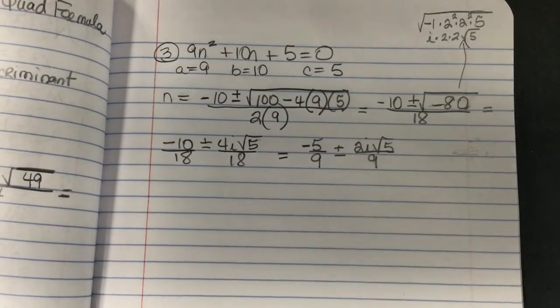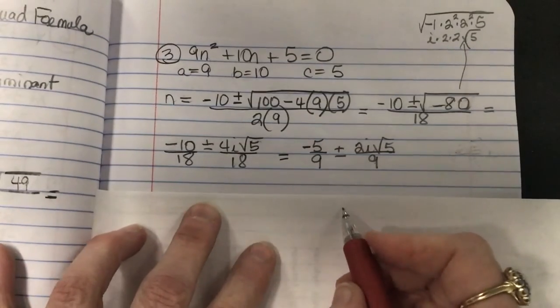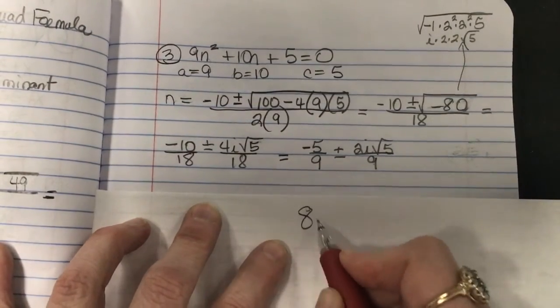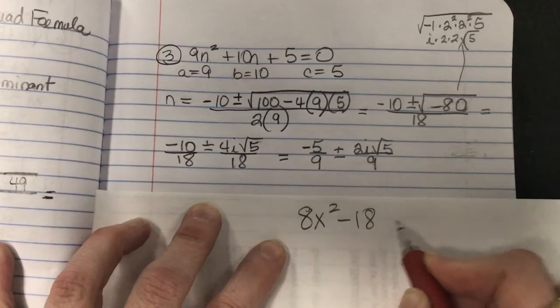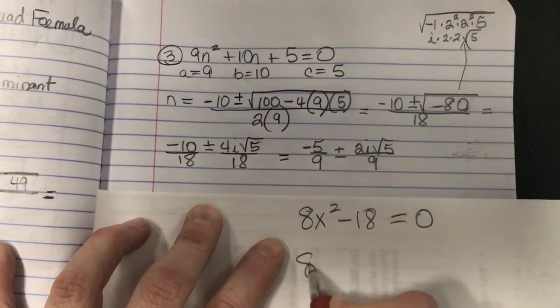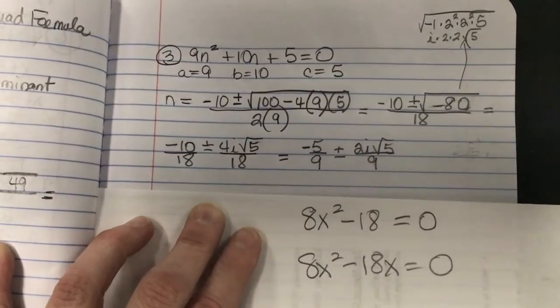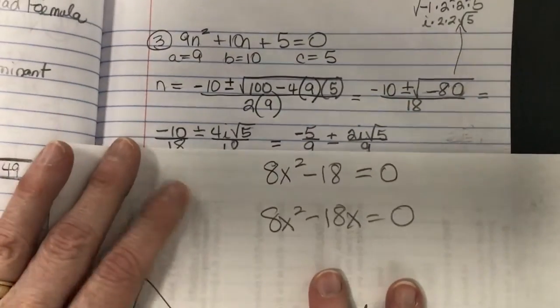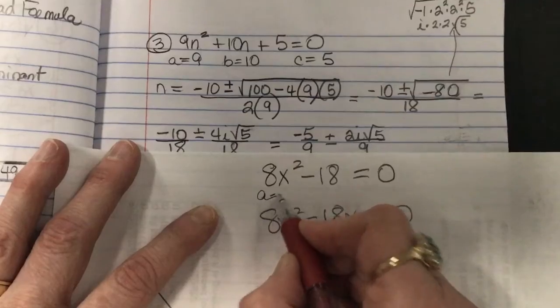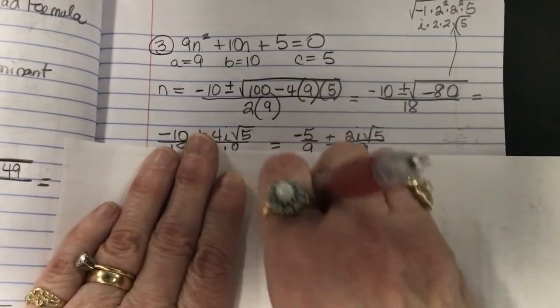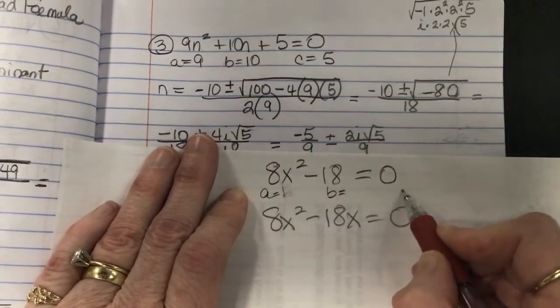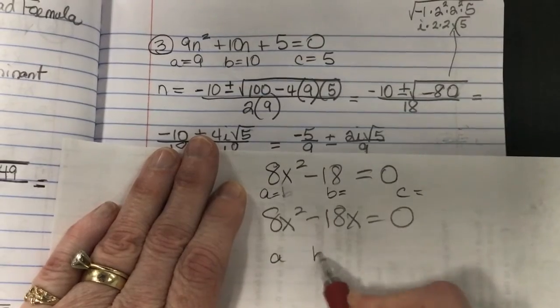Now, real quick, let me show you this, because you have one, I think, maybe in your classwork. If you have something like 8x squared minus 18 equals 0, or if you have 8x squared minus 18x equals 0, if you want to just make a note of this, I mean, I think you'll be okay. What's ABC in this one? And what's ABC in this one?